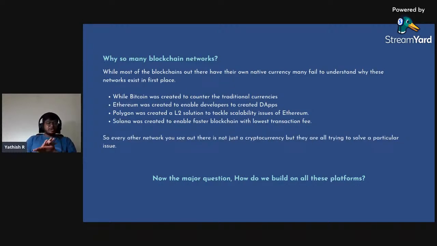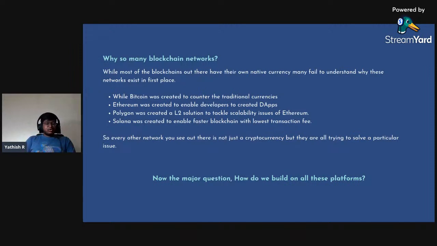Fine. So why so many blockchain networks? While most of the blockchains out there have their own native currency, many fail to understand why these networks exist in the first place. You know that Bitcoin exists, but nobody knows why Bitcoin exists. We know Ethereum exists. We don't know why Ethereum was actually created. There is Matic or Polygon, which is our Indian company that's always there. Why was it created, and why is it being hyped, and why is it the most successful one out here? And why is there Solana that has come out recently? There is Tron, there is Marlin Network, there are so many things, right? So what are these? Why do we need them?